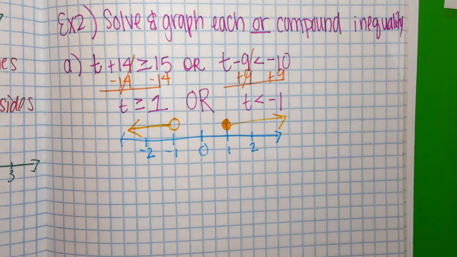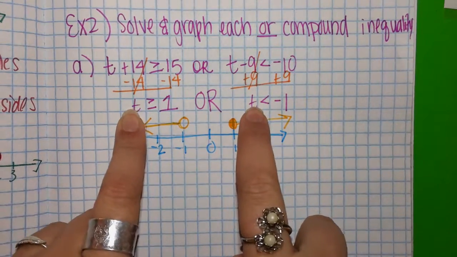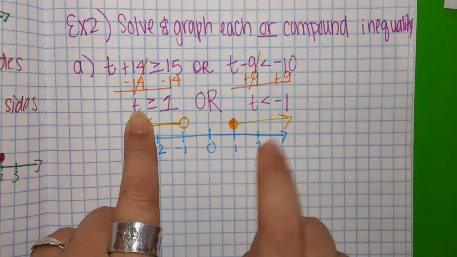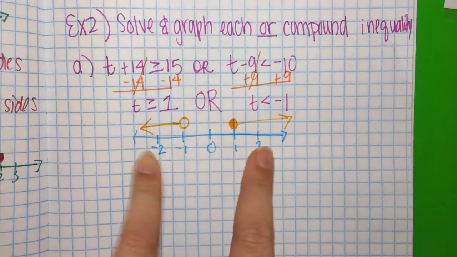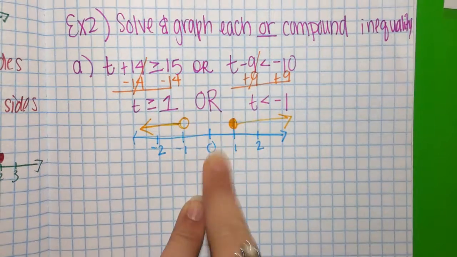Now, this means that our value for t can be greater than or equal to 1, so we could plug in 2, or we could plug in negative 2. But you can't plug in both. It's or. Is it time for homework now?